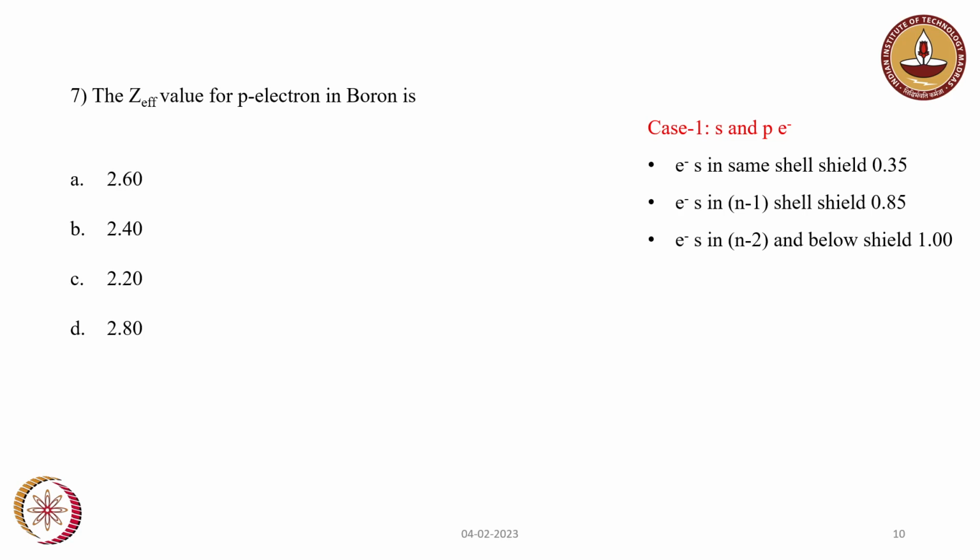So the next question is Z effective value for p electron in boron. Similar to the previous one, we need to know the electronic configuration for boron. Boron is 5, that is 1s2, 2s2, 2p1. So first we calculate the screening constant. So n is 2 and n minus 1 is 1.